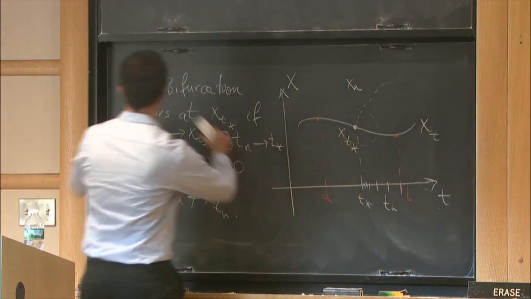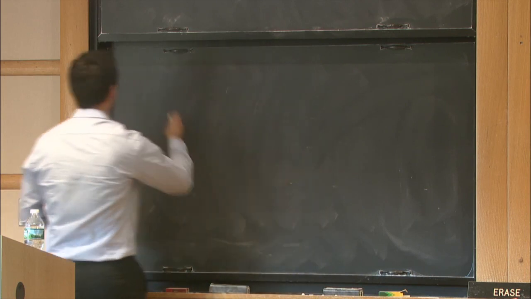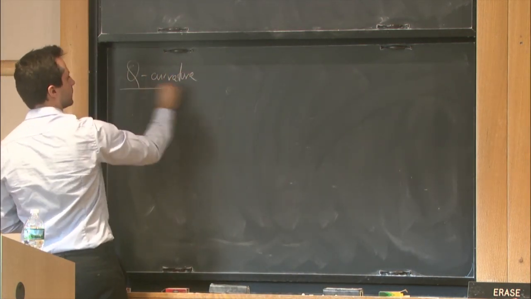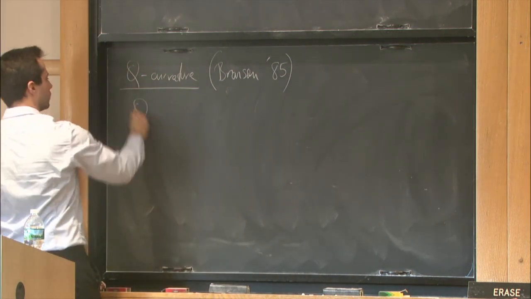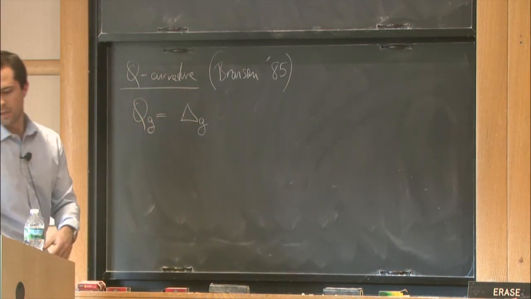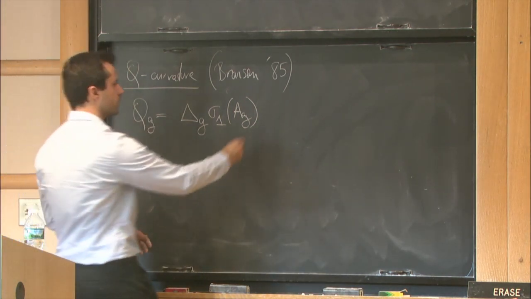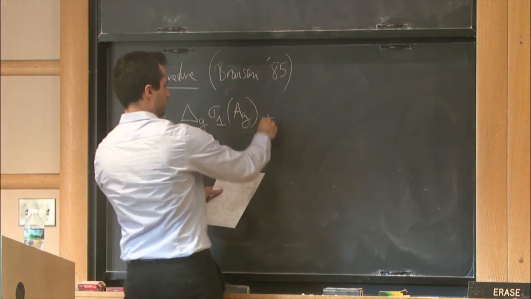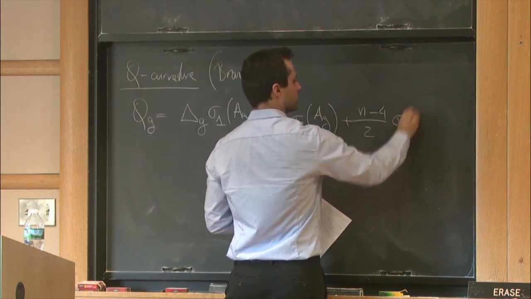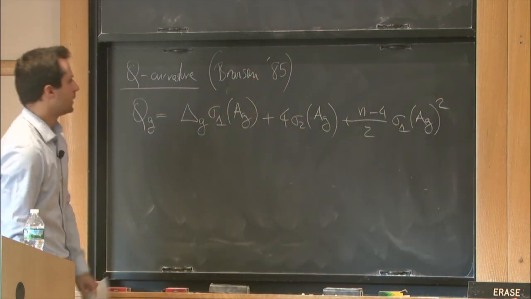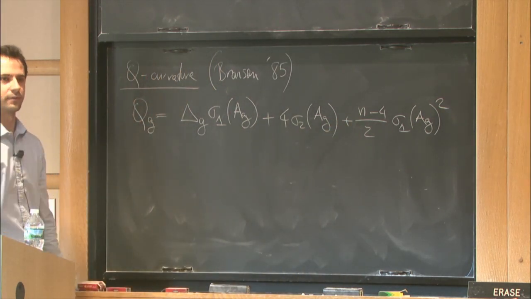So the Q-curvature of our manifold can be written in the following way. So this is something that was defined by Branson in the 80s, 85, I believe. So Q is going to be minus the Laplacian of the first elementary symmetric polynomial in the eigenvalues of A_g, plus 4 sigma 2 of A_g plus (n minus 4) over 2 times sigma 1 of A_g squared. Okay. So it's a funny way to cook up some curvature quantity, but it behaves very nicely under conformal transformations. That's kind of the point of this quantity.